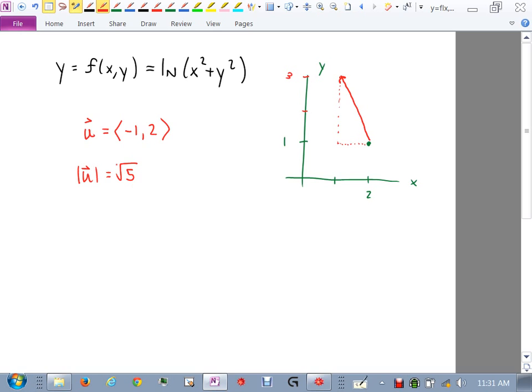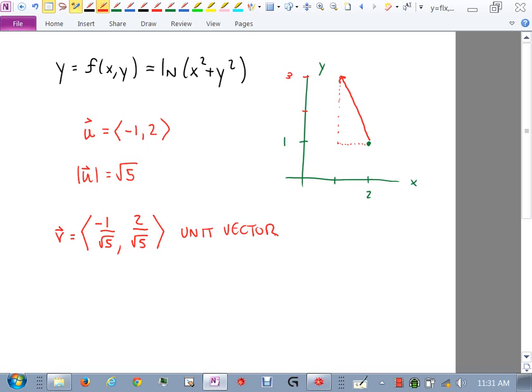So I'm going to start a new vector. I'm going to call it v instead of u. V is equal to -1 over √5, 2 over √5, right? That's all right? And now we're actually going to calculate the directional derivative in the direction of v instead of u, because v does qualify as being a unit vector. This is unit.